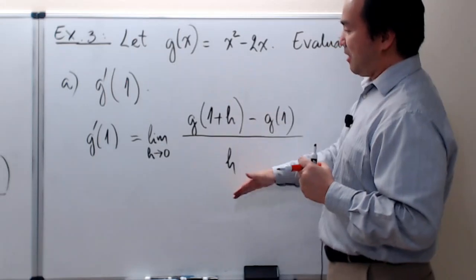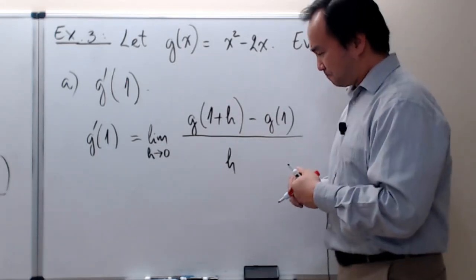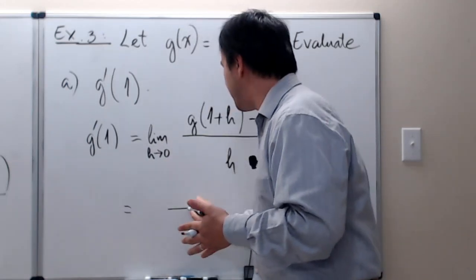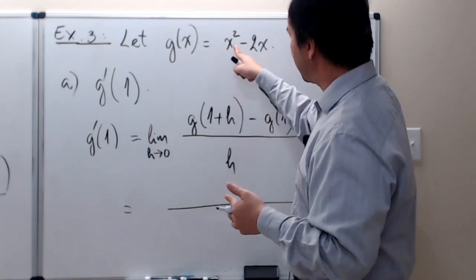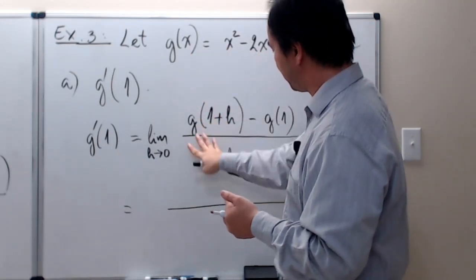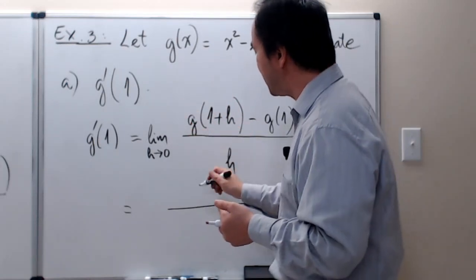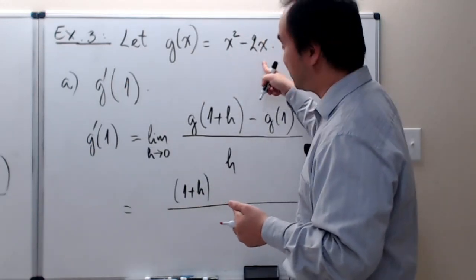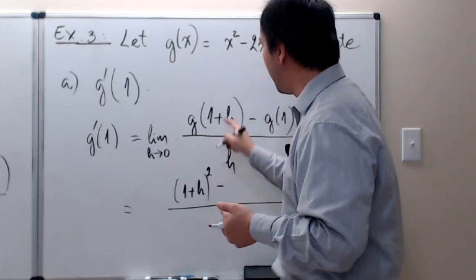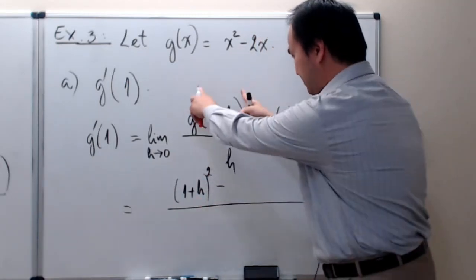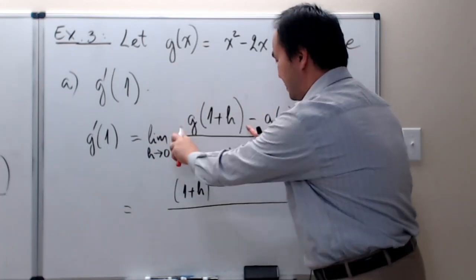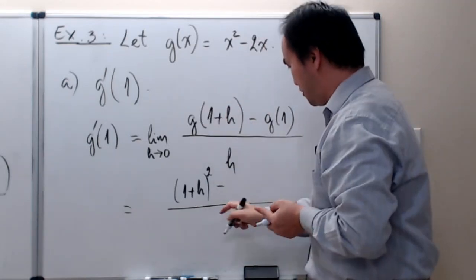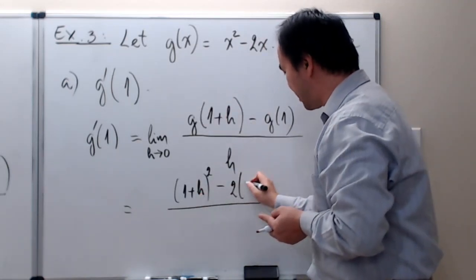Okay, so now we call this the derivative g prime at 1. For the next step, g itself is x squared minus 2x. After this setup, g at 1 plus h means we are going to substitute 1 plus h into every x value of our function. So 1 plus h all squared, but now our function has 2 terms, so we have one more term. Everything I'm talking about is just how we substitute the expression 1 plus h into our current function, which has 2 terms: 1 plus h all squared minus 2 times 1 plus h.